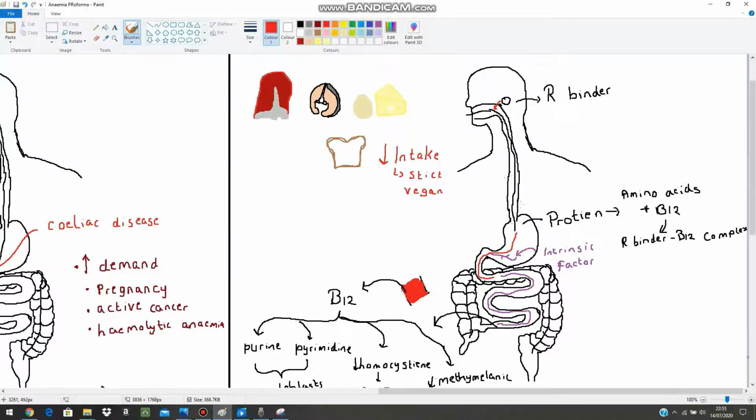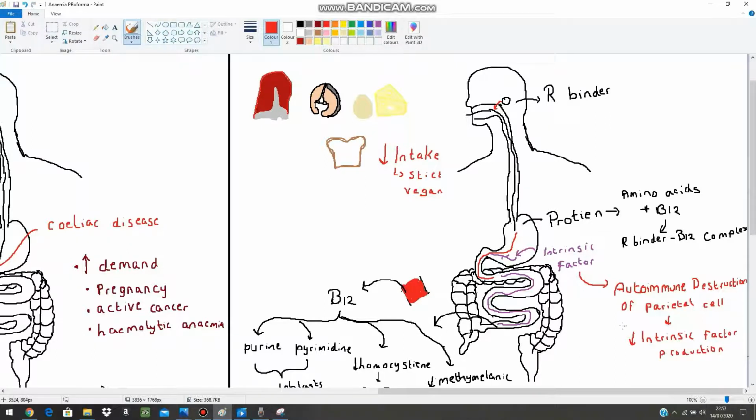Well, we might simply not be eating enough, and a diet that might do this is the strict vegan diet. We may not be producing enough intrinsic factor. Why might this happen? Well, if we have autoimmune destruction, which is one of the most common causes of this B12 deficiency, if you have autoimmune destruction of the parietal cells, or if you have autoimmune destruction of the intrinsic factor, then we're going to have less intrinsic factor. And therefore, we're going to be absorbing less B12 inside of our bodies.